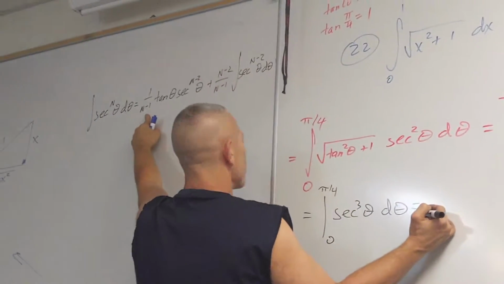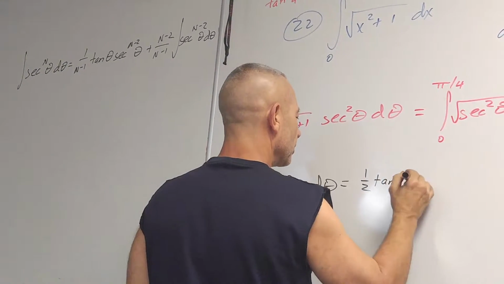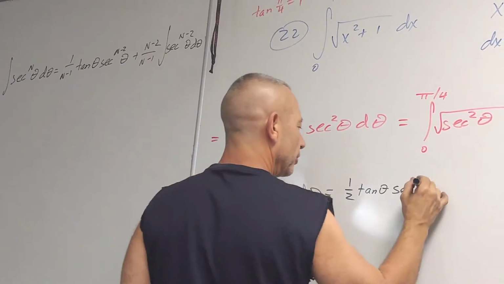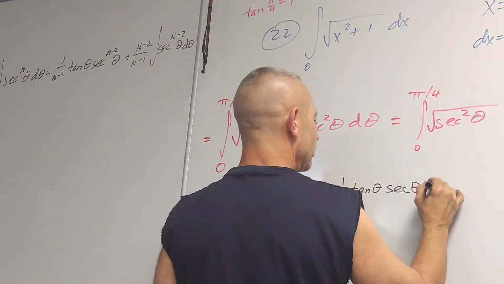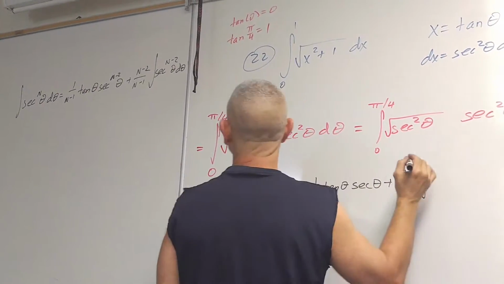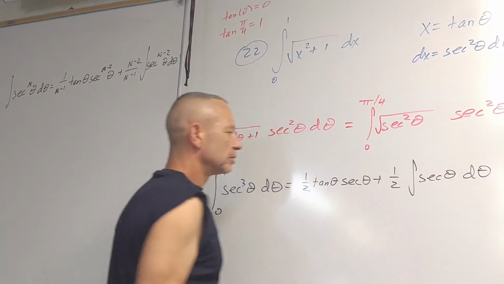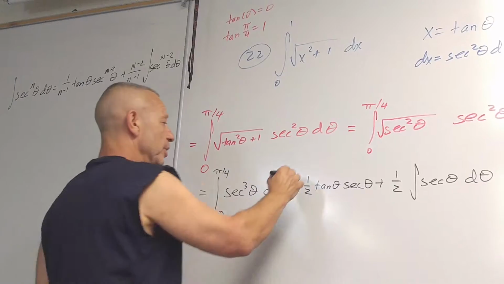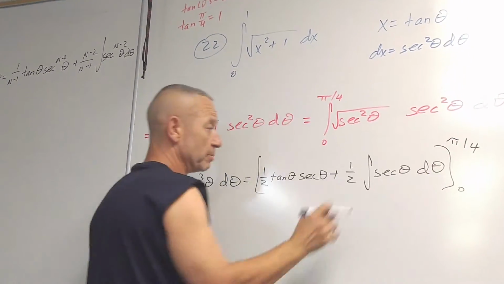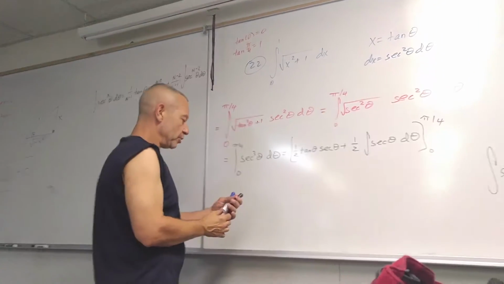So I've got 1 over 3 minus 1, 1/2, tan theta, secant to the 1, so secant theta, plus, remember, n is 3, so 1/2 the integral of secant theta d theta. And all this is evaluated from 0 to pi over 4. Hopefully you have committed that integral to memory, right? I won't provide you with that one.